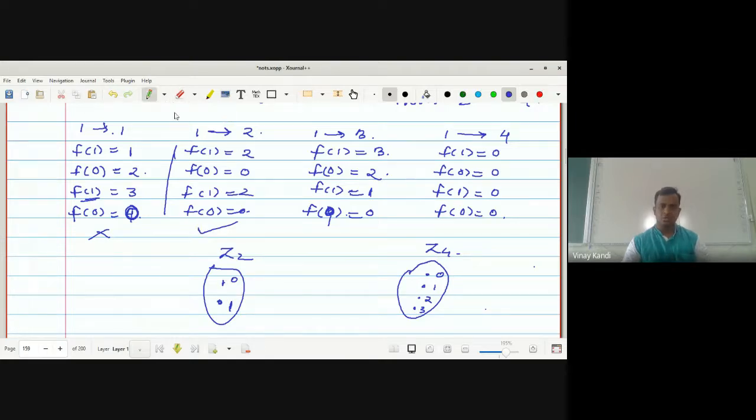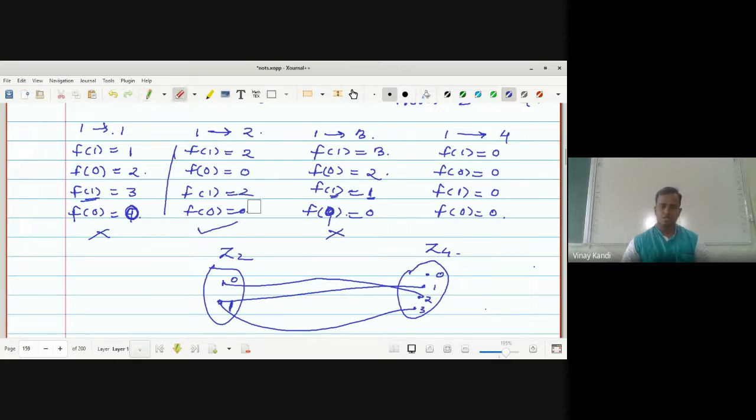And next one, now look at it. 1 maps to 3. Again 1 maps to 1. Now first 0 maps to 2. 1 maps to again 1. So here 1 maps to 3. 0 maps to 2. 1 maps to 1. Now look at here. For element 1 in Z2, we get two images in the codomain. That's why this is not a function.